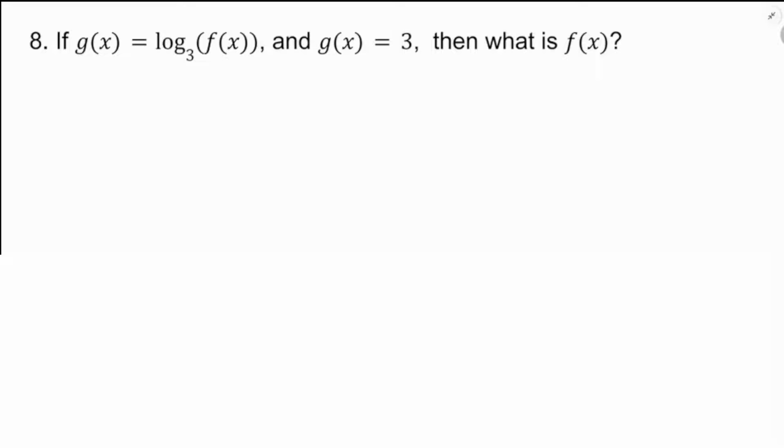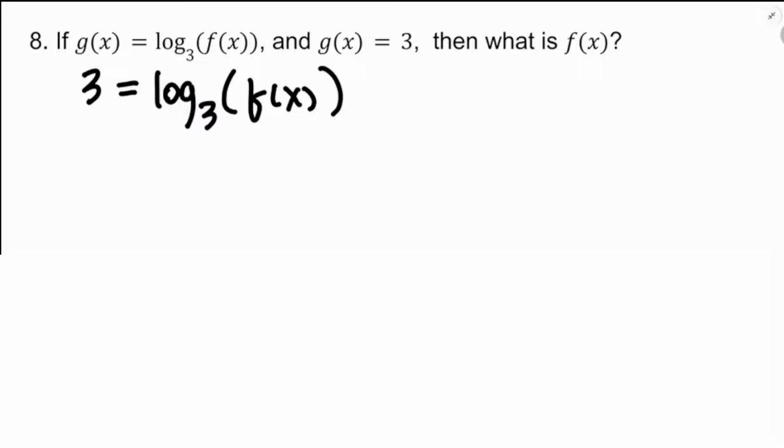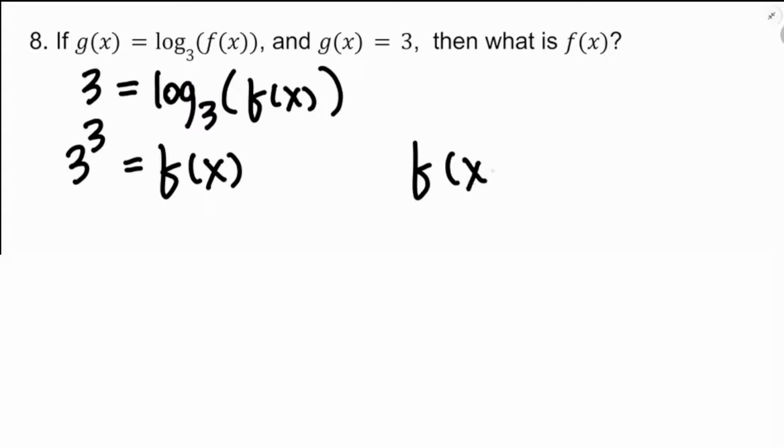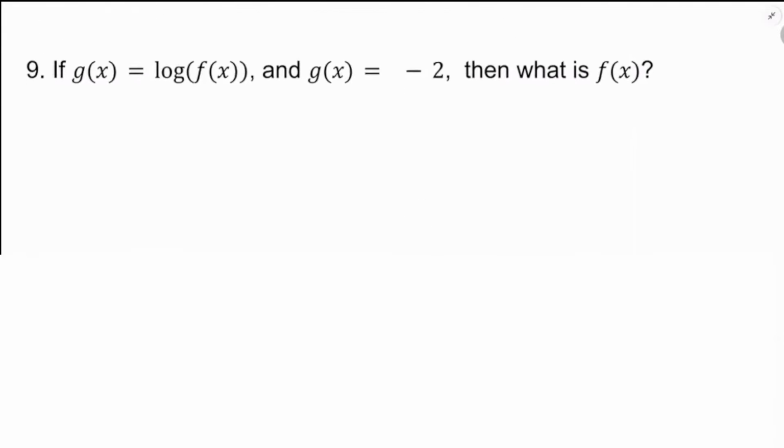All right, this one here, same story. I'm going to plug in g of x equals 3. Okay, take 3 to both sides power. Boom, we're done, right? F of x equals 3 to the third, which is 27. Okay, then keep it going.